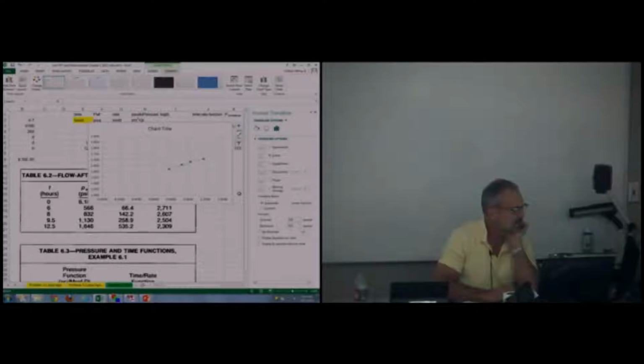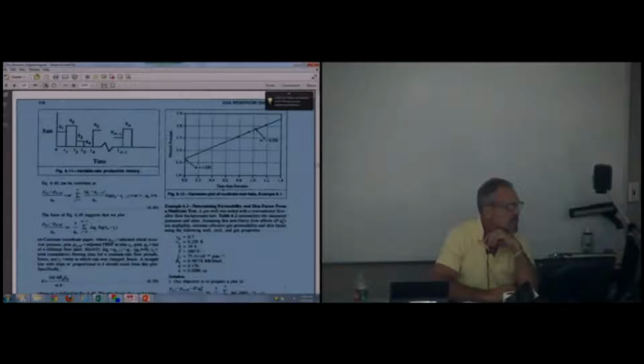You're graphing delta P against what? I'm plotting just like the textbook says, time rate function versus pressure function.